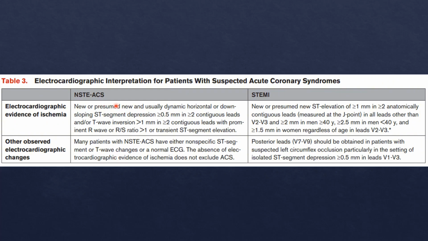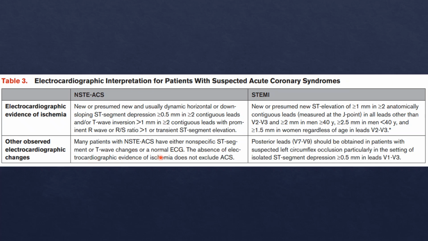These are some of the ECG findings that you find in patients with non-ST elevation MI and STEMI. In non-ST ACS, there are usually ST depressions of 0.5 millimeters in 2 or more contiguous leads, or a T wave inversion of more than 1 millimeter, and there is a prominent R wave or R/S ratio more than 1, or transient ST segment elevation. So these comprise the ECG findings of a non-ST elevation MI. Other things like non-specific ST segment and T wave changes, or even a normal ECG can also be observed.